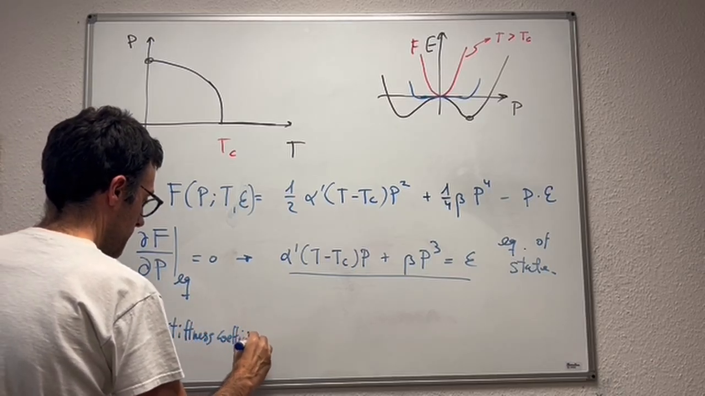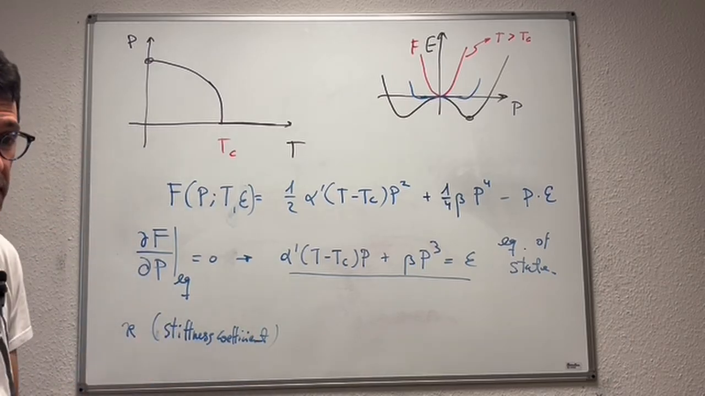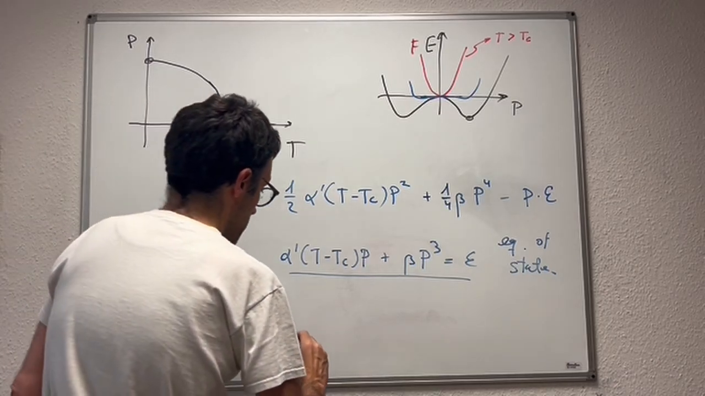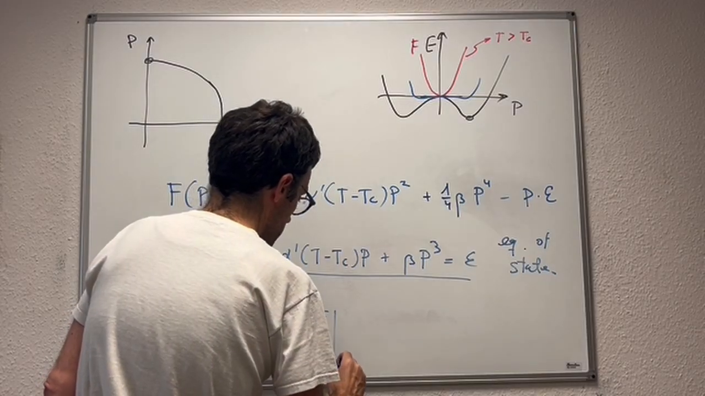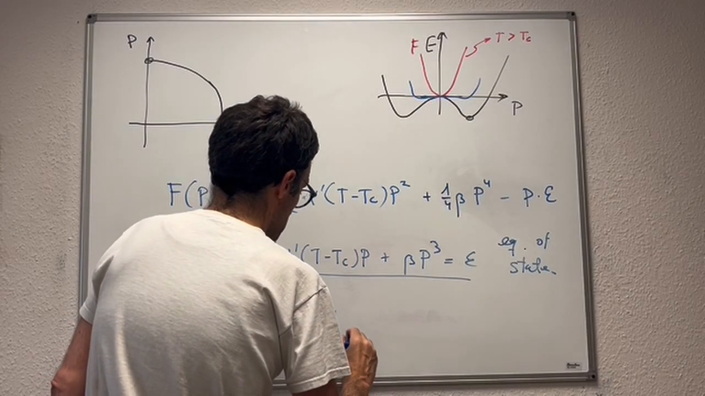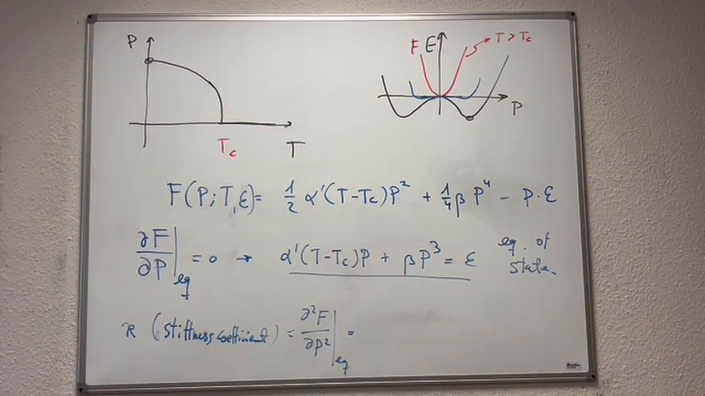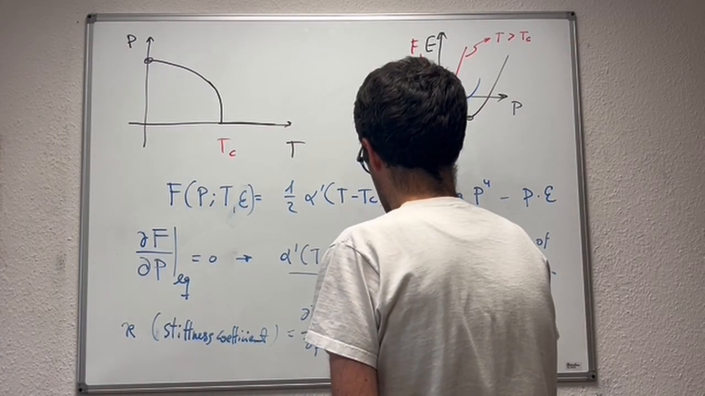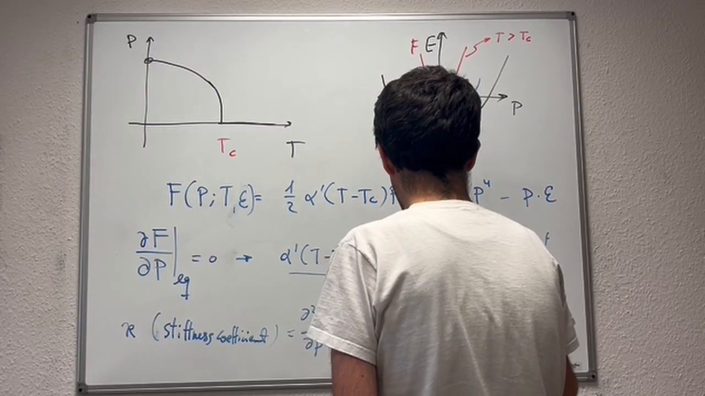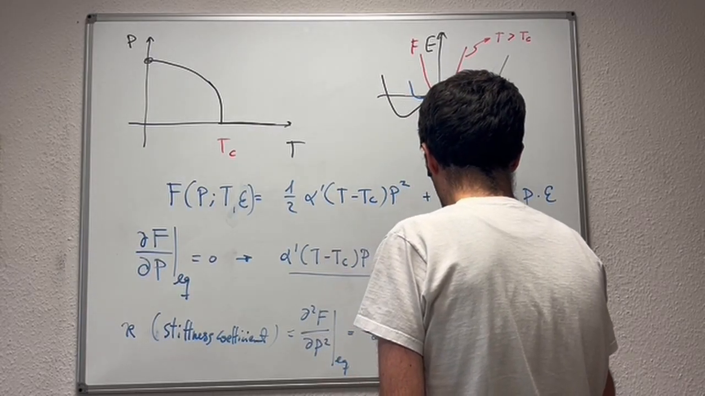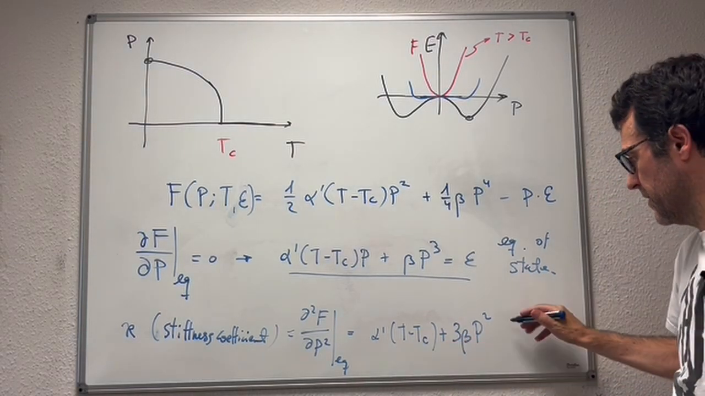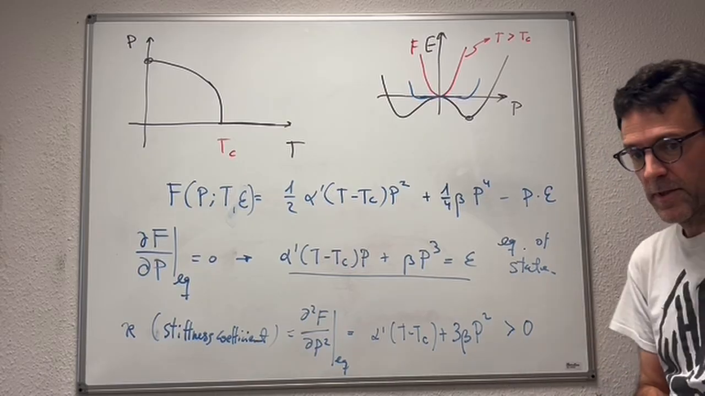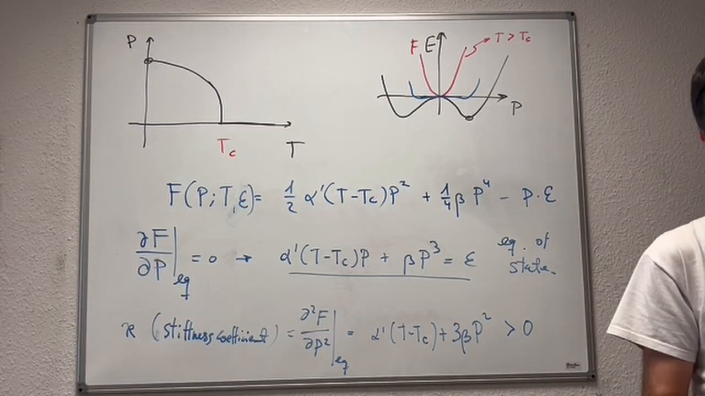coefficient is also the curvature of the energy around the equilibrium point, of course, and is the second derivative of the free energy with respect to the polarization, twice, at equilibrium typically. And this thing has a very simple expression as well. It's alpha prime times (T minus Tc), and this stiffness coefficient has to be positive for the system to be in a stable equilibrium.